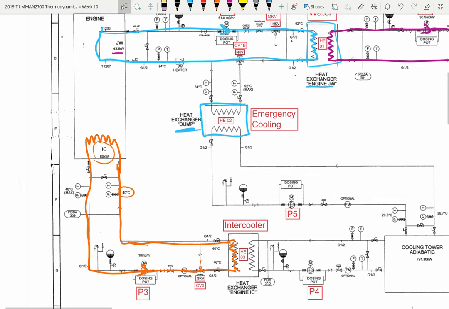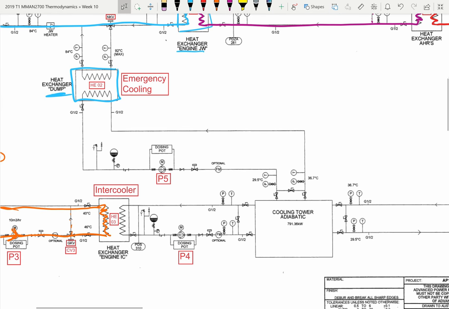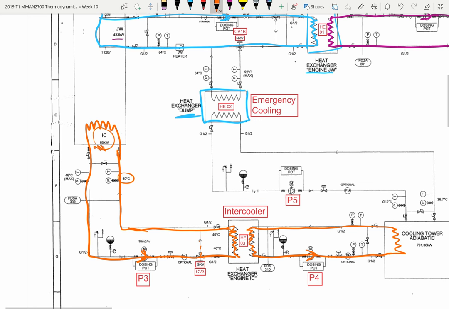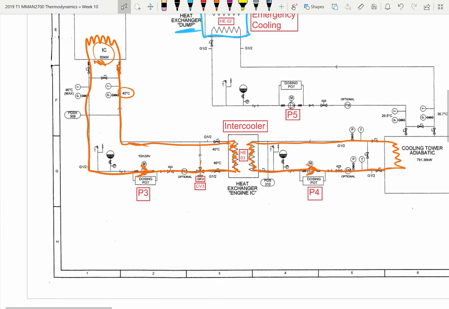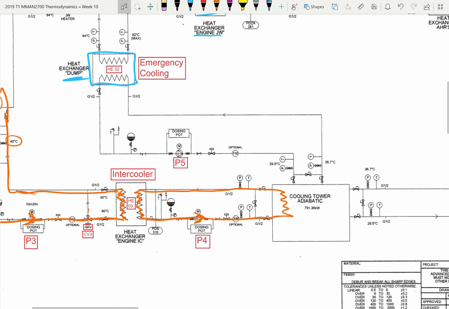So that intercooler circuit is also happening, and we can see here HE03, the intercooler, then passes this hot water to the cooling tower where that thermal energy is dealt with. So that's 60 kilowatts of thermal energy that we're getting from our turbocharger intercooler is then dealt with in the cooling tower, adiabatic cooling tower. What else goes to the cooling tower?